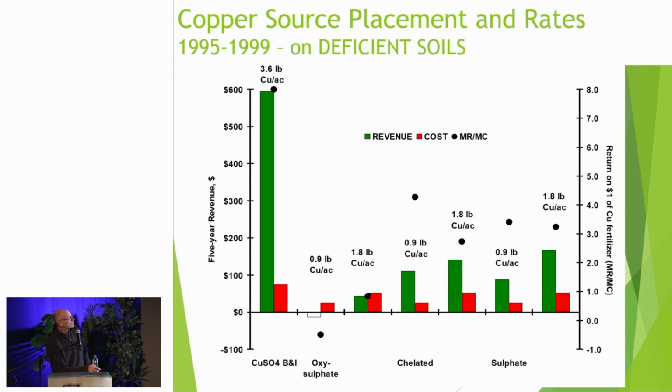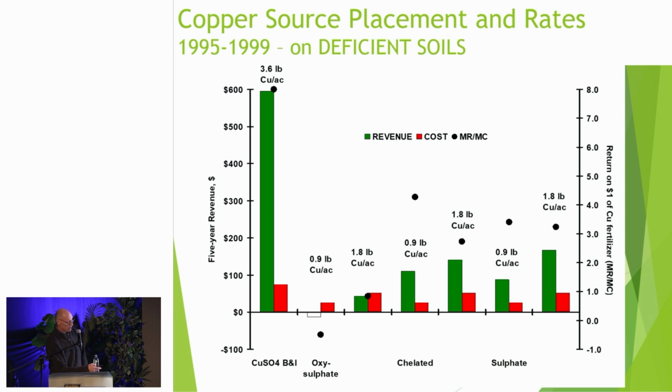Using chelated sources here, the green bars are the revenue, less the cost, and these dots are the marginal return, or this is the return per dollar spent. So using some of these chelates in the year of application, we're returning somewhere between $4 and $3 crop for expense of copper. Similarly, lower annual applications of sulfate.